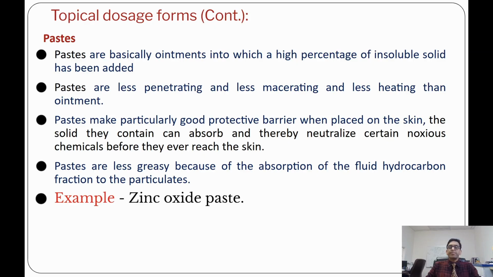The solid contained can absorb and thereby neutralize certain noxious chemicals before they ever reach the skin. Pastes are less greasy because of the absorption of the fluid hydrocarbon fraction onto the particulates. Example, zinc oxide paste.